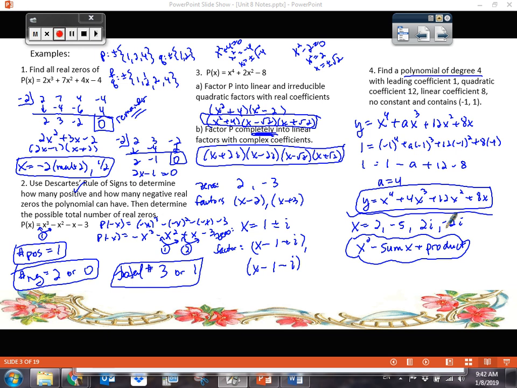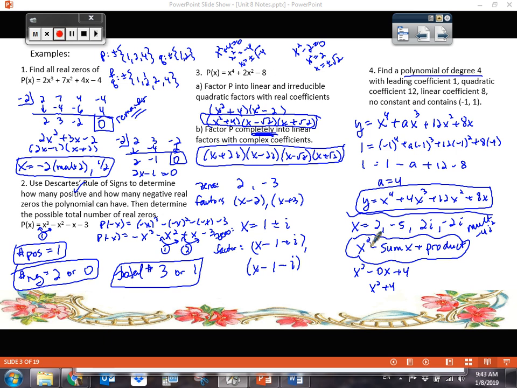What if I wanted to multiply these together? Well, that would be x minus 2i, x minus negative 2i. It'd be kind of hard. I could do it, but why not do the formula? Why don't I add 2i minus 2i? I would get 0. So we're doing that, x squared minus 0x. What if I multiplied 2i times negative 2i? I would get negative 4i squared, right? What's i squared? Negative 1. Negative 1 times negative 4 is a positive 4. So that would be my equation for this.